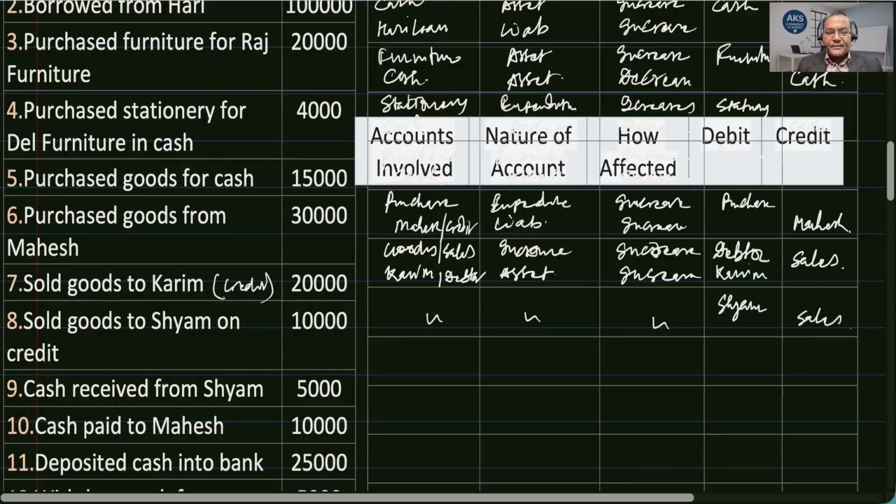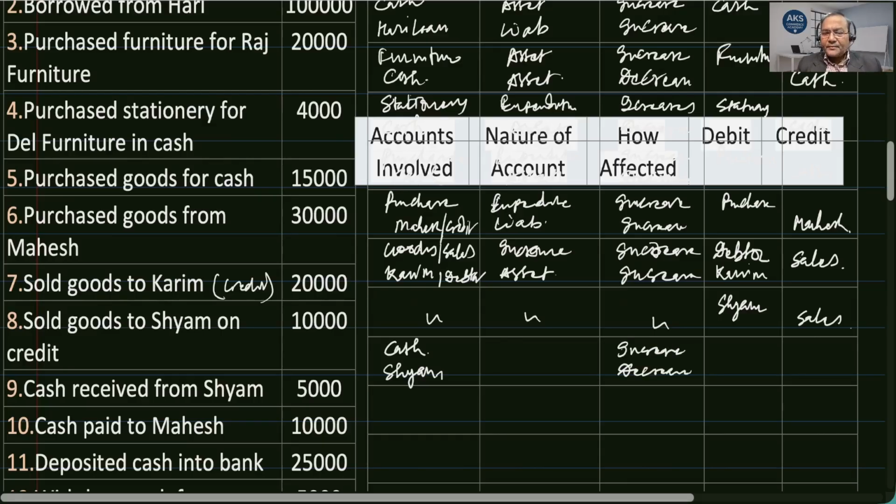Now comes cash received from Shyam, 5,000. So how is the entry going to be? What are the two accounts that get involved? One is cash and the second one is Shyam. So how are we going to enter this? Nature of transaction: cash is coming in, so increase, and the debtor, he is making us the payment, so there is a decrease in asset, so decrease. Now how will we write it, instead of this here, we will write it. So this is increase and decrease.